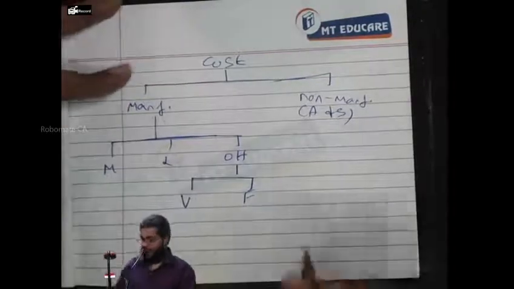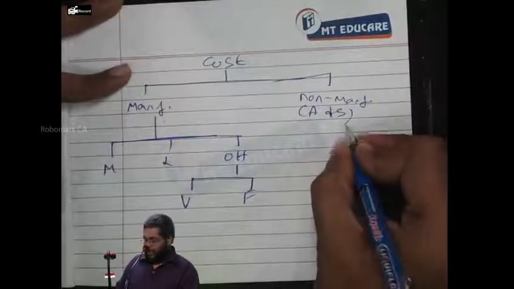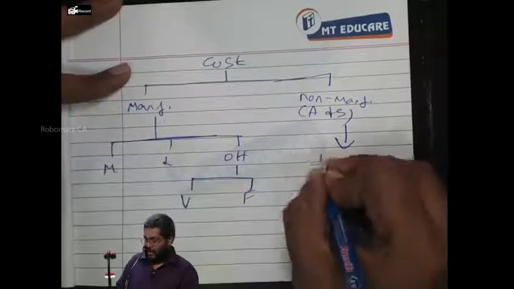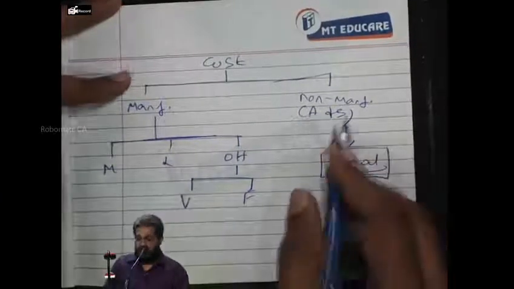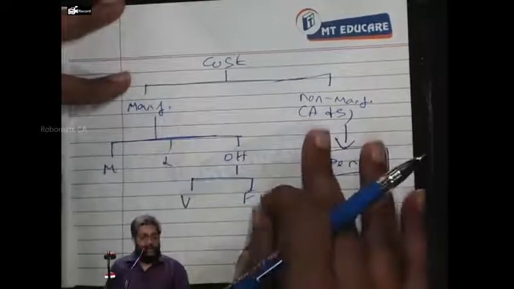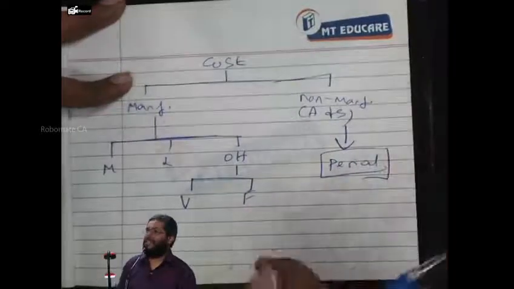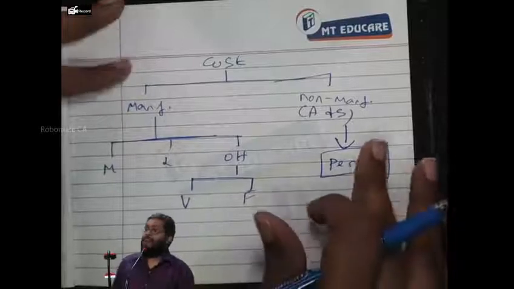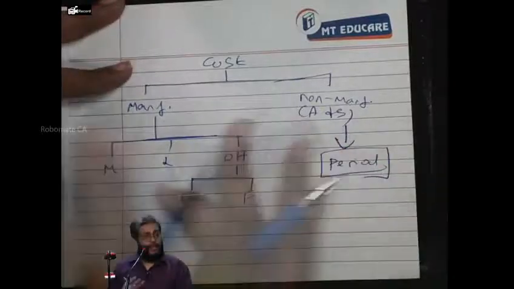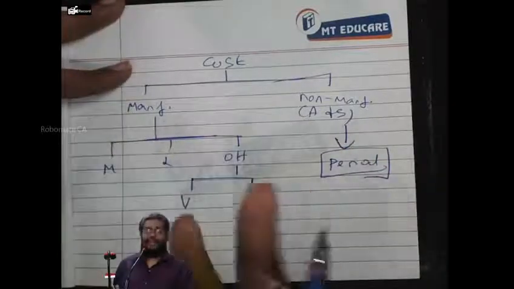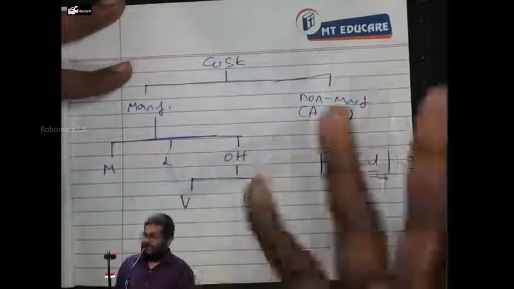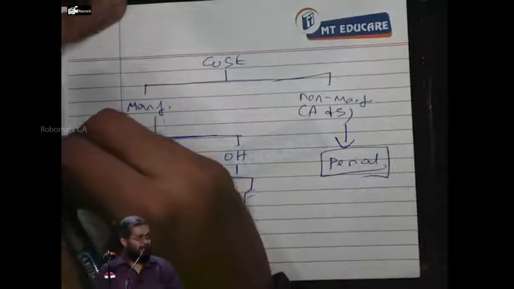First, all non-manufacturing costs are always period costs. They may be variable, they may be fixed. Salesman commission, variable or fixed? Advertisement, variable or fixed? Fixed. Advertisement does not depend upon the units sold. So salesman commission is a variable selling expense. Advertisement is a fixed selling expense.